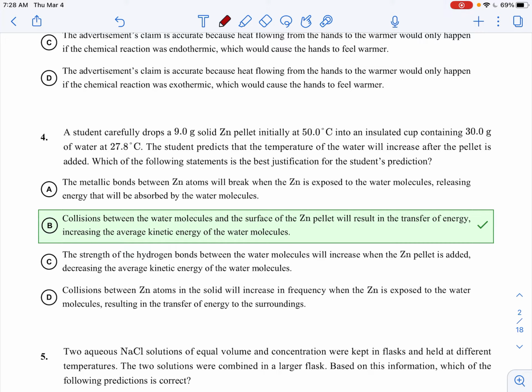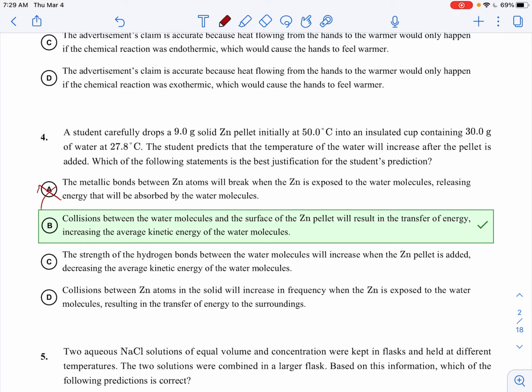Now, remember what happens with heat transfer. Heat is always transferred from the hottest to the coldest. So heat's going to be transferred from the zinc to the water. That is going to cause the water's temperature to increase, but we want to know why. Now, A is talking about metallic bonds between zinc atoms breaking when the zinc is exposed to water molecules. That is not happening. A reaction is not happening. It's just a heat transfer, so A is not right.